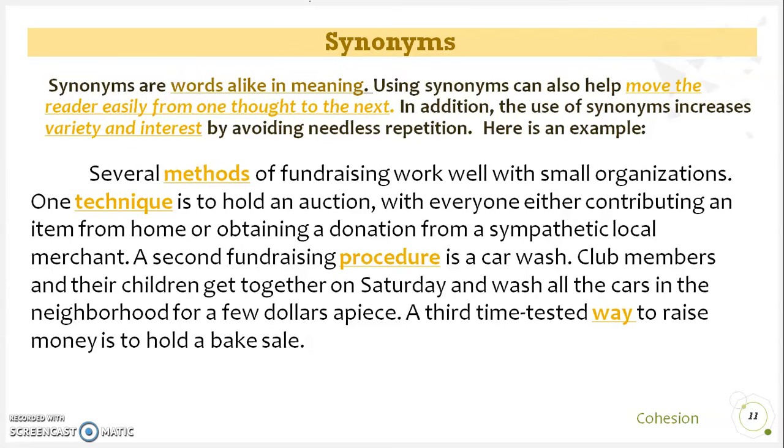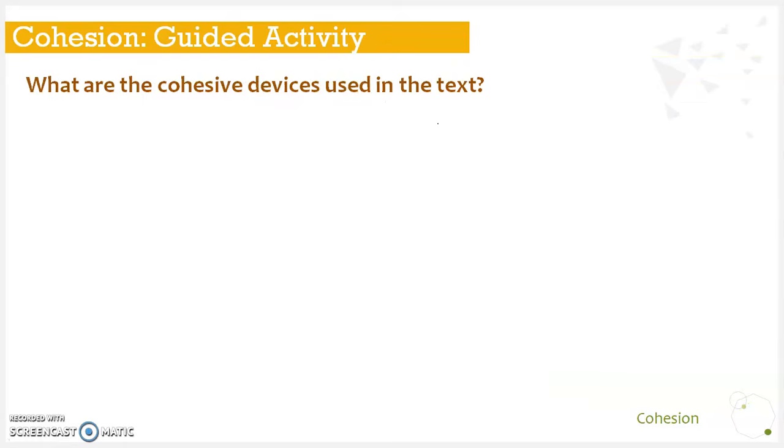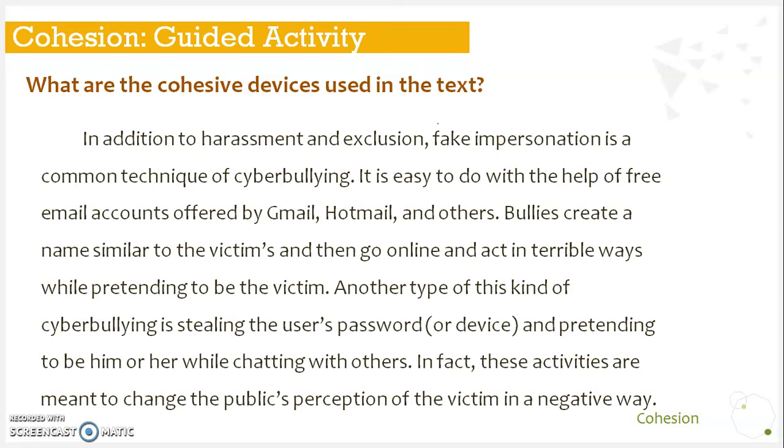As you have seen, this paragraph talks about the methods of fundraising work, that is, collecting money to help others. Instead of using the word methods 4 times in this paragraph, the writer used words that are similar to methods. Example, technique, procedure, and way. Therefore, we have 3 synonyms of the word method in one paragraph. Let's move to some practice. What are the cohesive devices used in the text?